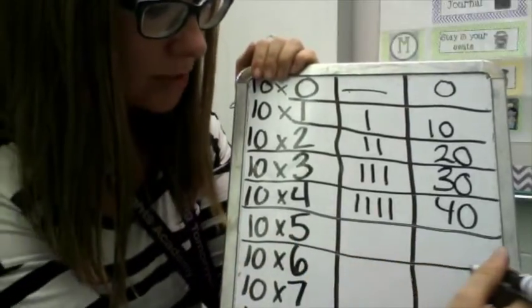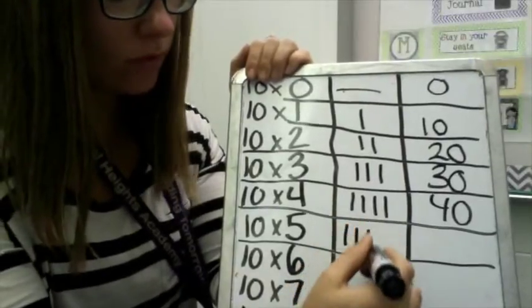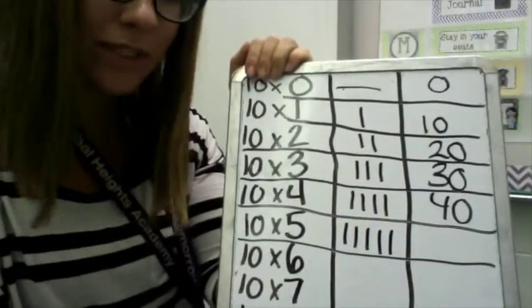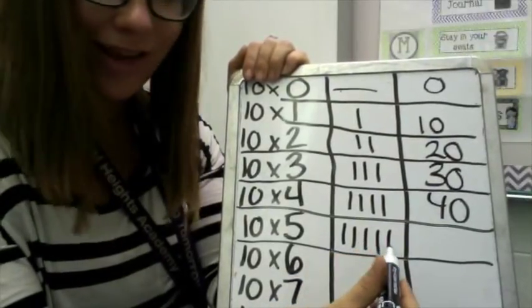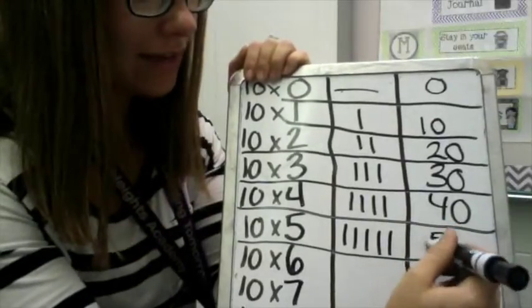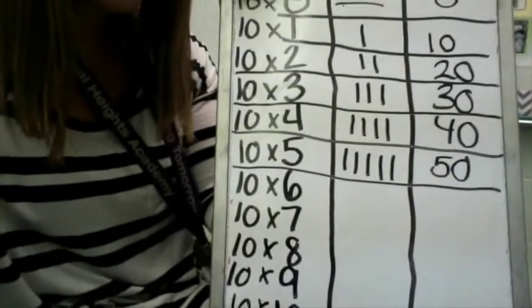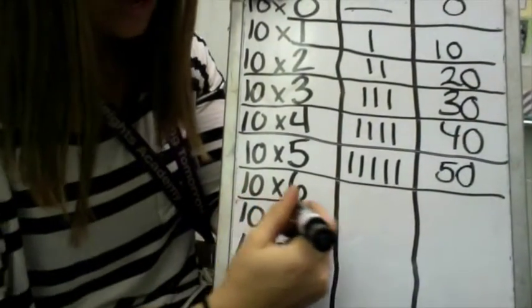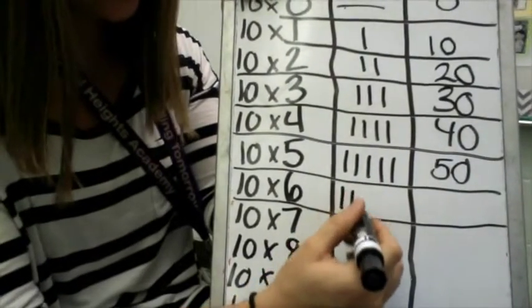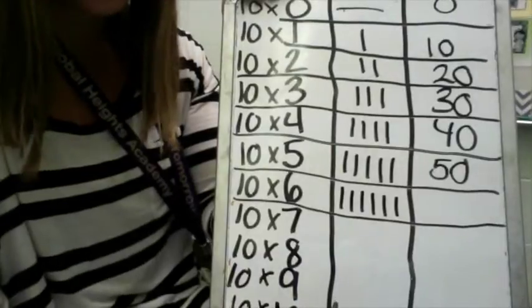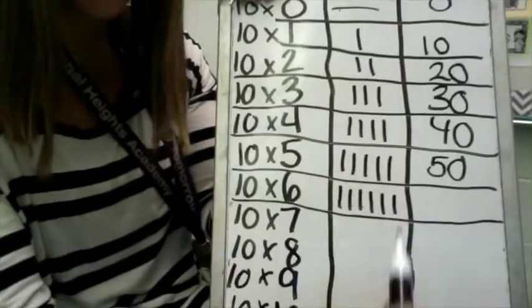What about 10 times 5? Here I've got 5 tens. 1, 2, 3, 4, 5. What's the value of 5 tens? 10, 20, 30, 40, 50. Very good. So my answer or my product is 50. Do you see a pattern going here? If I have 10 times 6, I've got 6 tens. 1, 2, 3, 4, 5, 6. So what's the value of that? 10, 20, 30, 40, 50, 60.